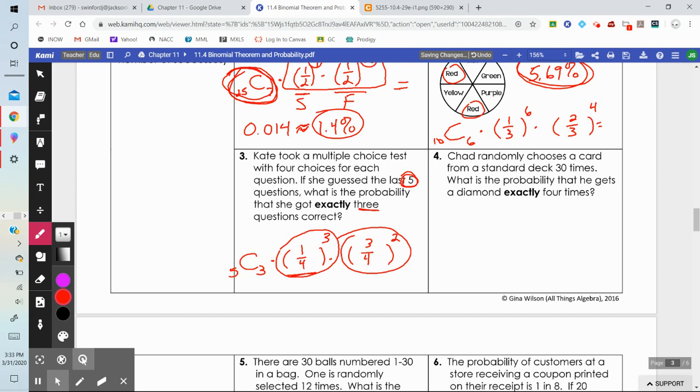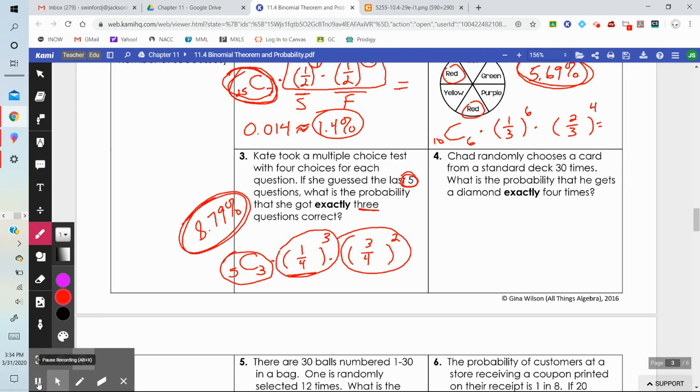The probability of success, again, is 1/4. We want that to happen 3 times. 3/4, we want that to happen twice. Here's all the different ways that we can organize it. We type that into our calculator, and we get about an 8.79% chance of this happening.